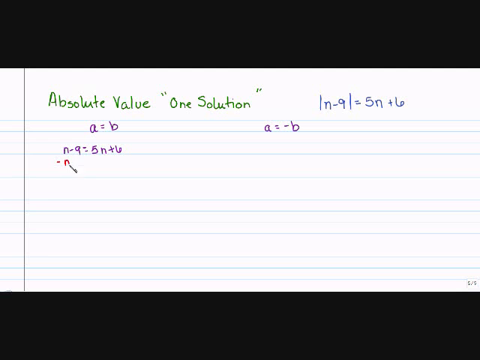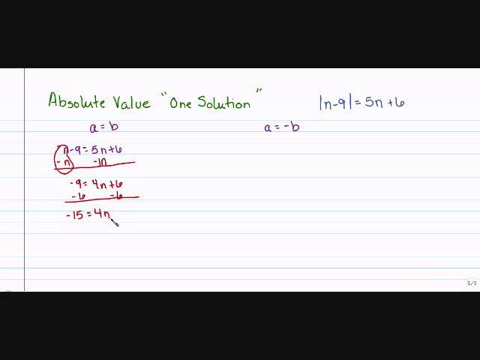So the opposite of n is a negative n, so I'm going to subtract n on both sides, and this equals 0, and I have negative 9 equals 5 minus 1 is 4n plus 6. Now I need to move my 6 over. Negative 6 on both sides, balance out the equation. It's the same sign, so you take the sum, which is 15, and I'll give you a negative 15 because your 9 is a negative, equals 4n.